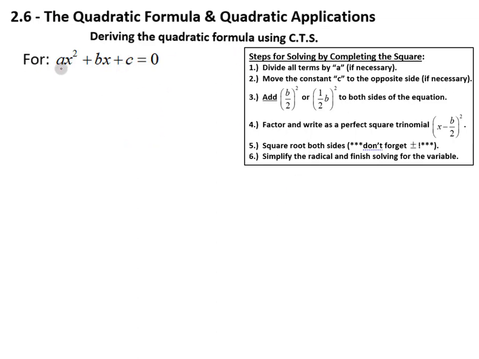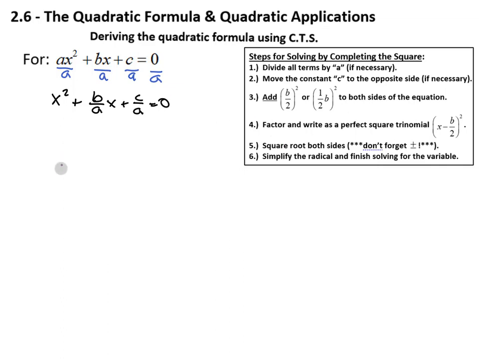Okay, so let's start with the generic quadratic in standard form, ax squared plus bx plus c. So following our steps for completing the square, the first thing we do is divide all terms by a if necessary. Well, in this case, we assume a won't always be 1, so it may be necessary. So the first thing we do is divide everything on both sides by a. Okay, so our first term, the a's cancel out. We're going to have x squared plus b over a times x plus c over a.